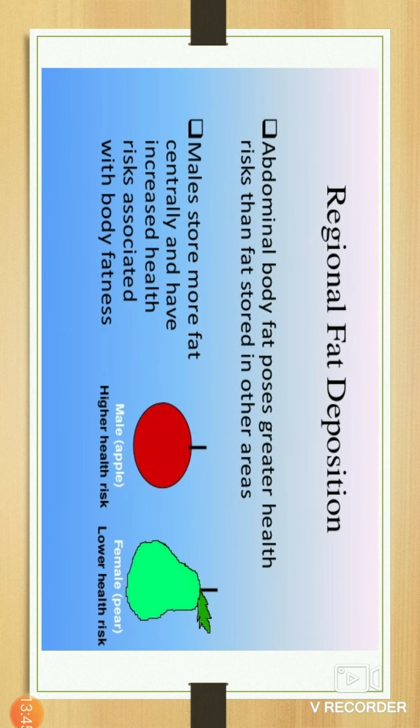Now comes regional fat deposition. Abdominal body fat poses greater health risk than fat stored in other areas. Males store more fat centrally and have increased health risks associated with their body fatness.